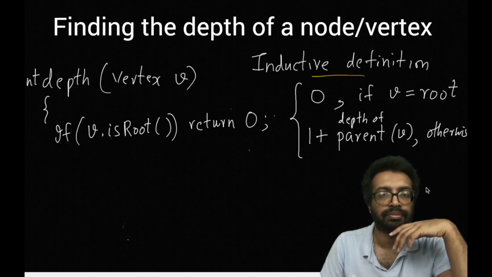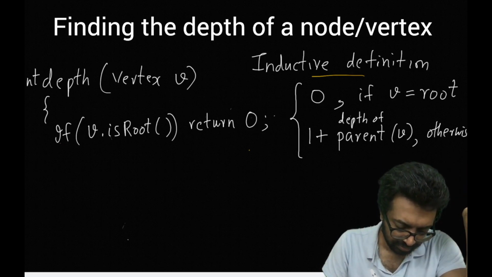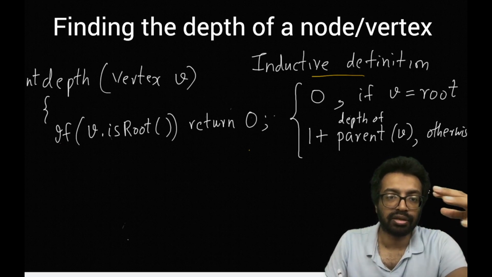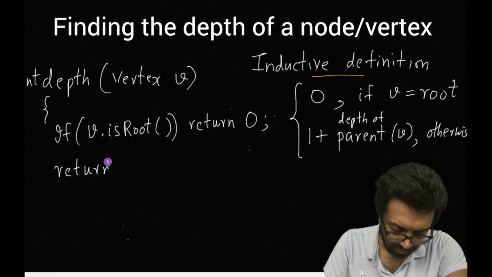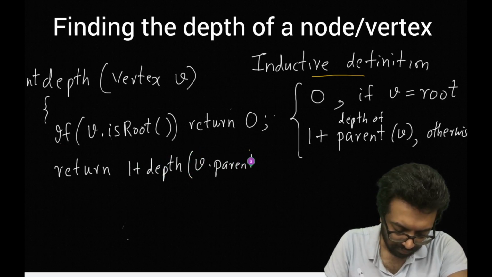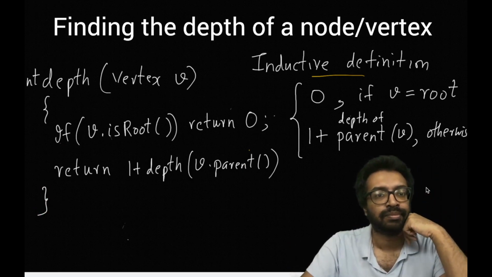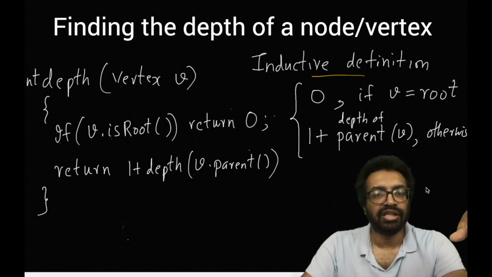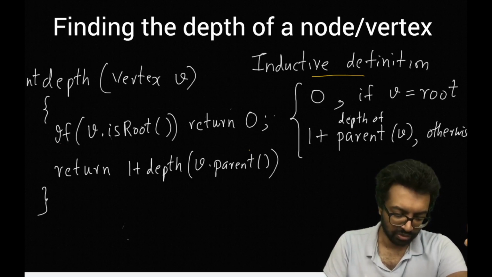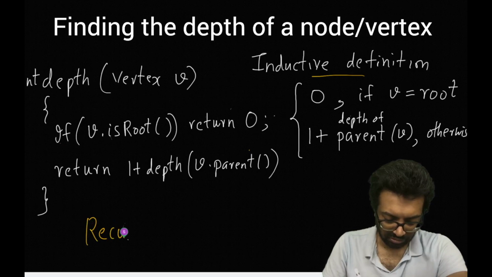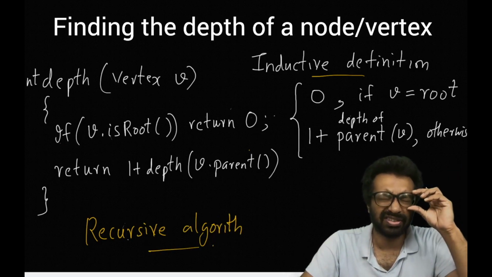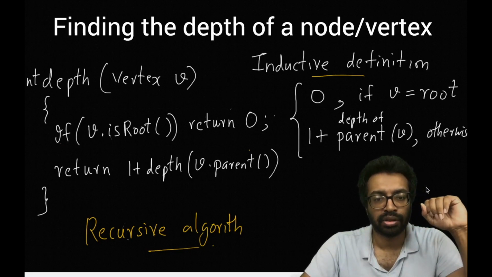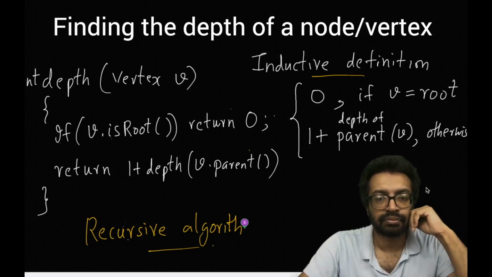Now, V is not a root. What do we do in this case? We return 1 plus the depth of its parent. Is that clear? So it's a very simple recursive algorithm to find the depth of a node.